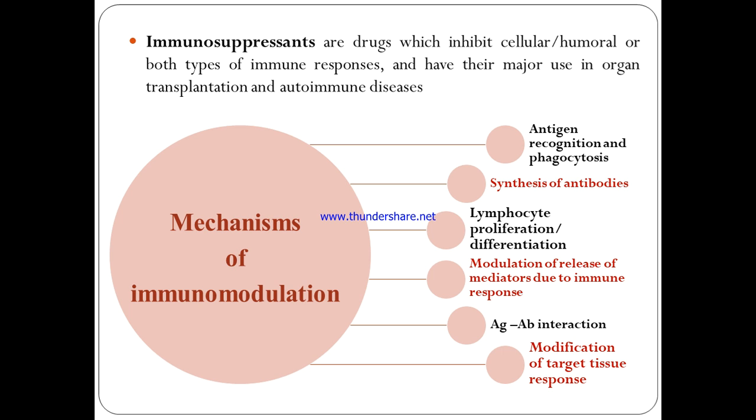Now, what happens whenever we go for organ transplantation and in the case of autoimmune diseases? In organ transplantation, we need to suppress the immunity for the smooth regimen of the transplantation. In those cases, different drugs are used which inhibit cellular or humoral immunity or both types of immunity. Those drugs are called immunosuppressant drugs.